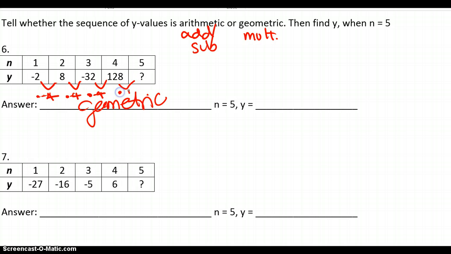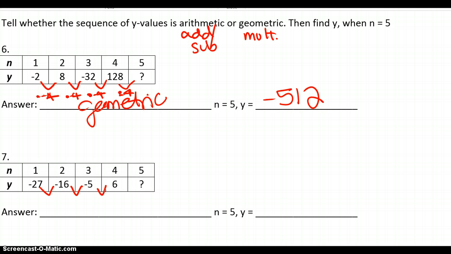Okay, and to find the fifth term, I multiply 128 by -4. And I get 128 times -4. I get -512. All right, number 2.